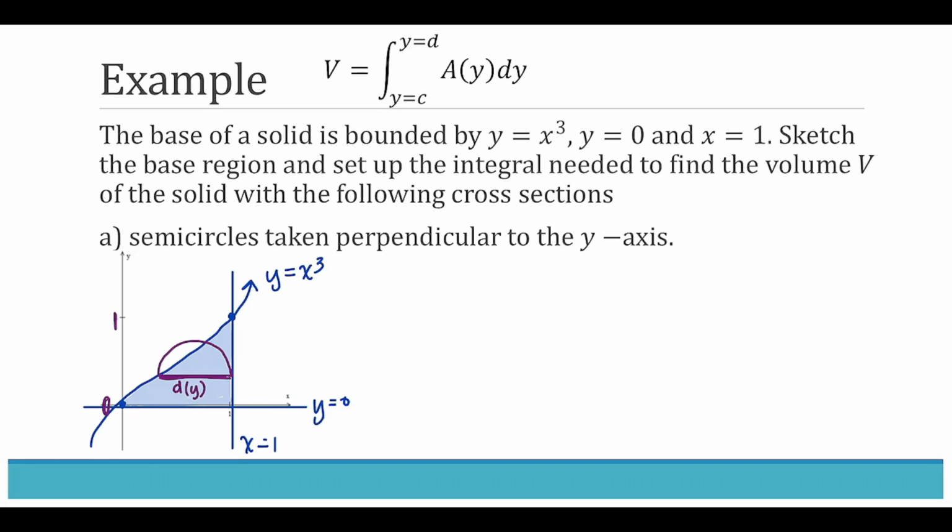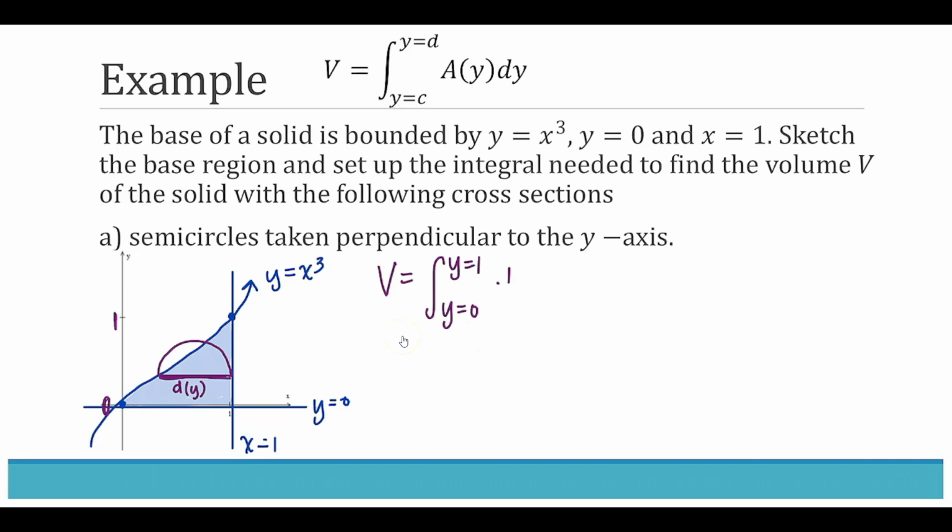Because remember, my limits of integration now have to be y values. So let's go ahead and start to find our volume by applying the formula here. So our volume is going to equal the integral from y equals 0 to y equals 1. And then we're going to need the area function for a semicircle. Well, a semicircle is 1/2 pi r squared.